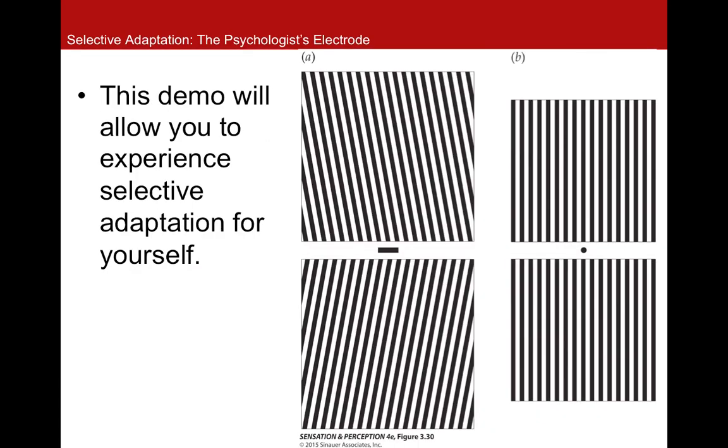So this demonstration actually allows you to experience selective adaptation for yourself. What you're going to do is move your eyes left and right along this dark black fixation bar in the middle of A.